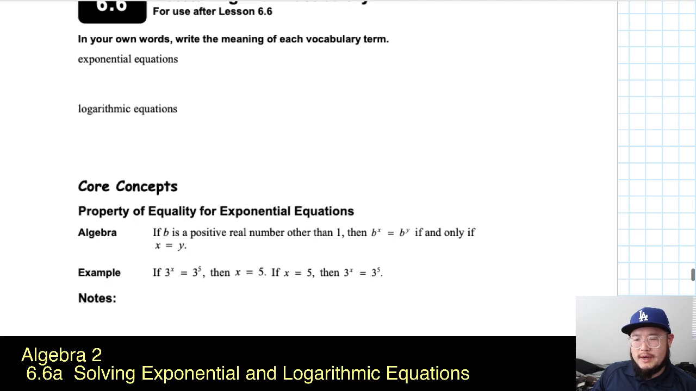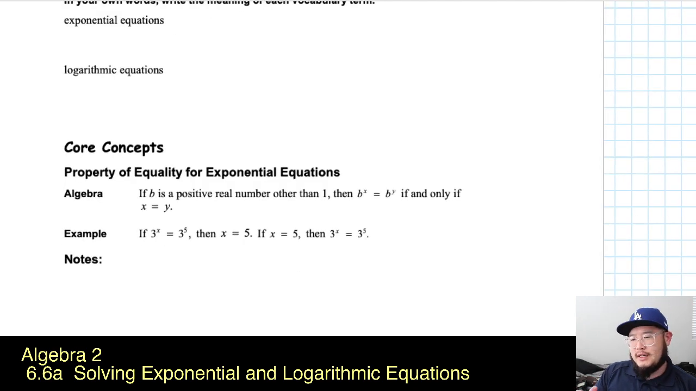Pretty much right here, you can see in the example that's shown in this core property, that if 3 to the x power is equal to 3 to the fifth power, x is equal to 5. So bottom line, if the bases are the same, then I can take the exponents and set them equal to each other and solve for x. All right, but the key thing here is that the bases must be the same.